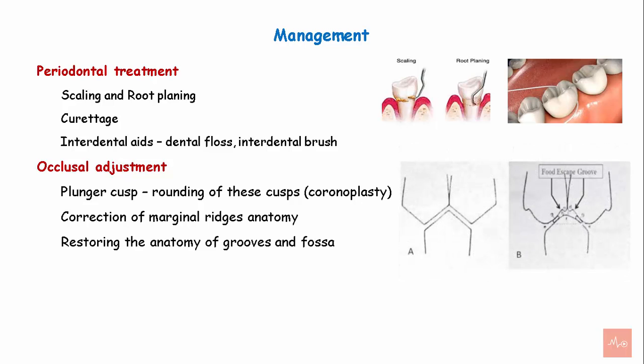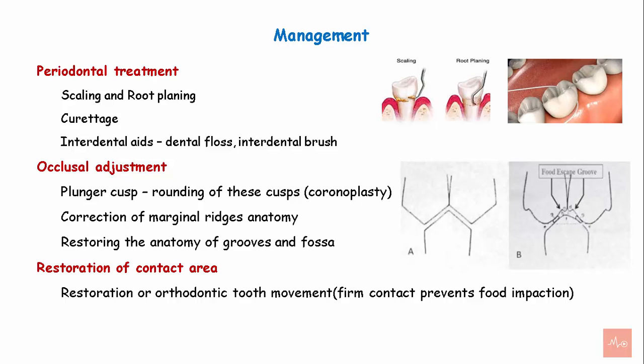There is also correction of marginal ridge anatomy if needed. Restoring the anatomy of the grooves and the fossa can help in food escape. Restoration of contact area is achieved either by restorations or orthodontic tooth movement. This leads to firm contacts that prevent food impaction. And finally, permanent restoration in the form of crowns or fillings can fill the gap.